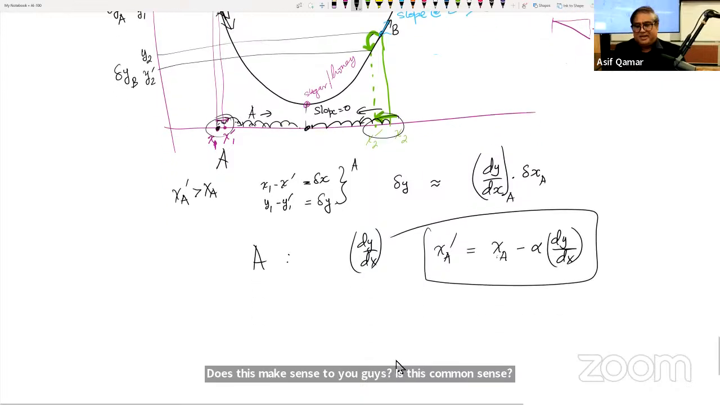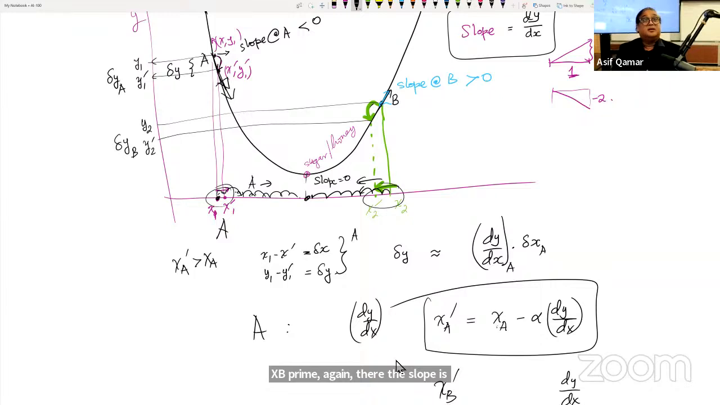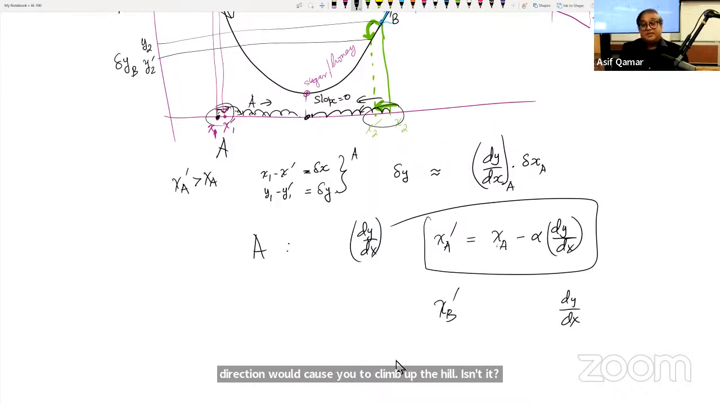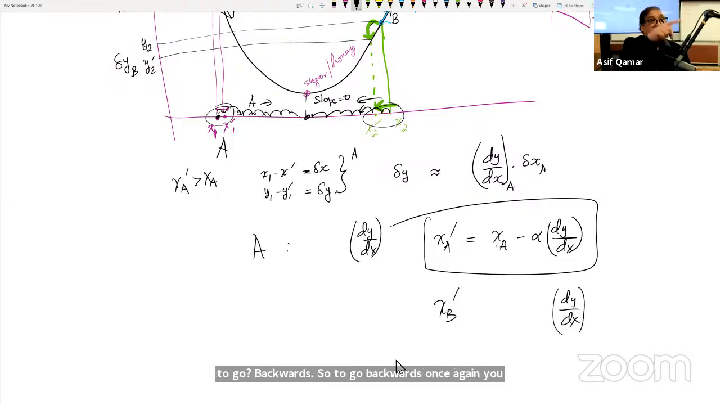Now, let's think what would you do at B? xb prime, again, there the slope is, what is the slope at B? Is it positive or negative? It's positive, because a little bit of progress in the x direction would cause you to climb up the hill, isn't it? And which direction do you want to go? Backwards. So to go backwards, once again, you have to go against the slope. So how do you go against the slope? By taking the negative of it, right? So suppose you are here, xb, we take the negative, and again, because we are a tiny little ant, we'll take a tiny step. Does that make sense, guys? Are you getting it?